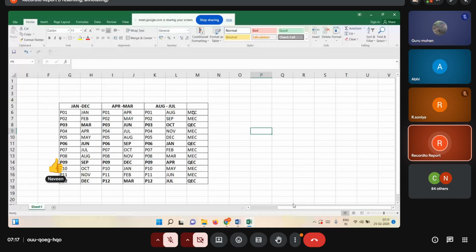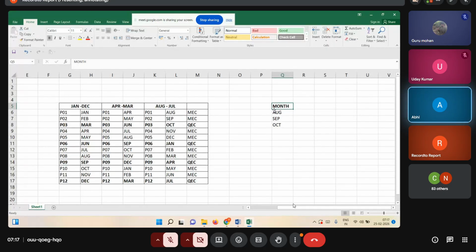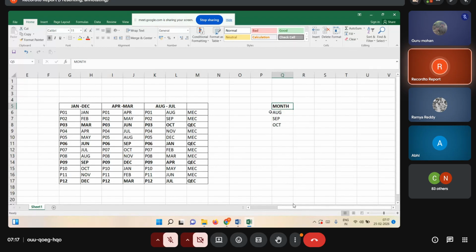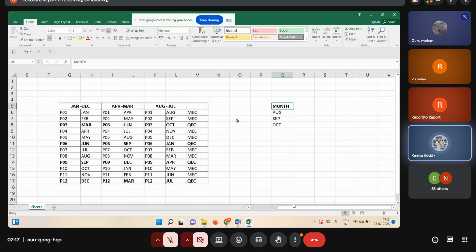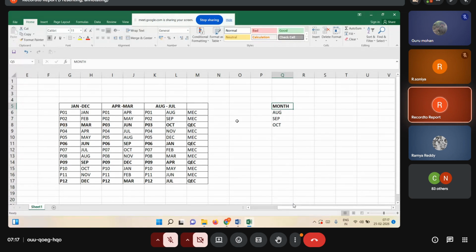See, let's think about these 3 months: August, September, October. Normally, when will the calendar start and when will the calendar end, guys? Every month starts with the 1st and ends with the 30th or 31st. That is common in the normal calendar.